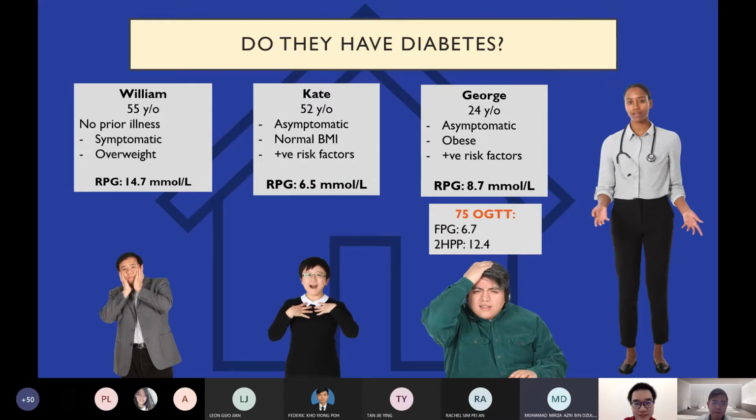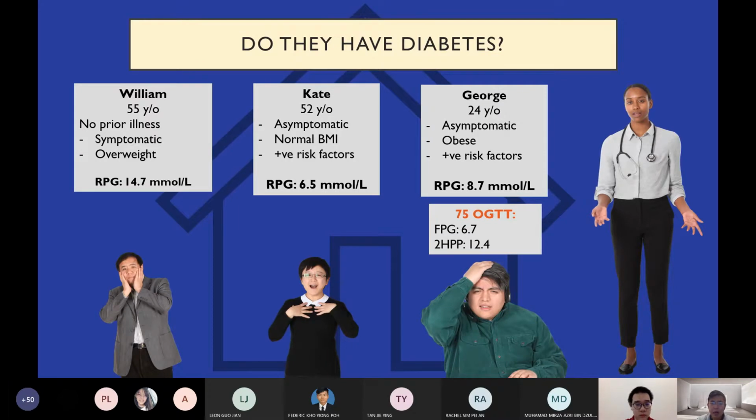So I think William and George both have diabetes, as William's random plasma glucose is more than 11.1, and George's OGTT 2-hour value is also more than 11.1. Okay, so it's a random plasma glucose, not a resting plasma glucose. Yes, a random plasma glucose of more than 11.1 allows us to automatically diagnose a person with diabetes when he has a history of osmotic symptoms. So you don't need to do a 75-gram OGTT for Mr. William. And Kate, her random plasma glucose is only 6.5.